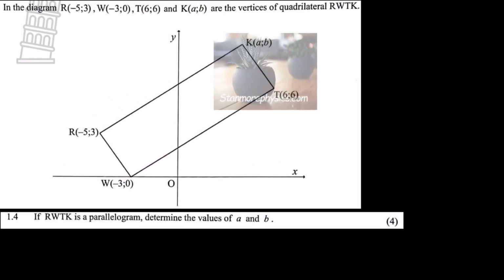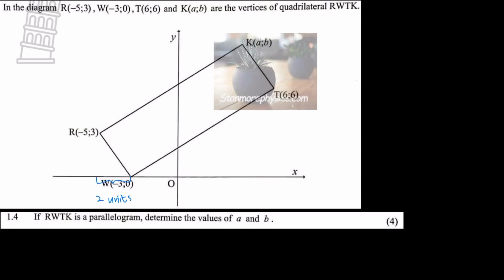Okay, let's move on to the next question. And this is the last question. If RWTK is a parallelogram, determine the values of A and B. So let's zoom in. And if it's a parallelogram, we remember the properties of a parallelogram. The opposite sides are going to be equal in length. So what I'm going to do is a method called the sliding method. And what that means is I'm going to look at the distance between RW and KT. You'll see what I mean now.